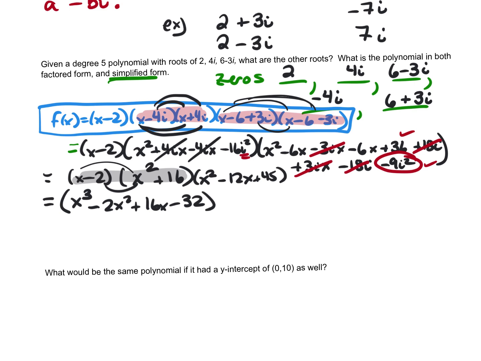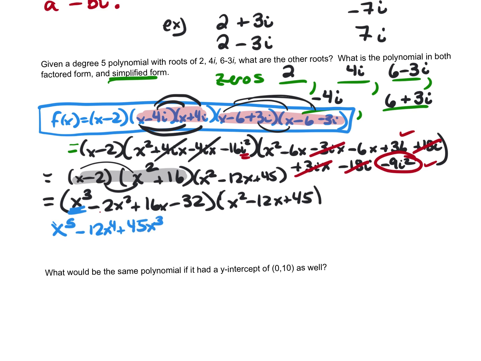If I multiply this, x squared minus 12x plus 45. And now I'll do the same thing. I'll multiply again. I'll multiply the x cubed to everything. So I'll do this one, the x cubed times x to the fifth minus 12x to the fourth plus 45x cubed.